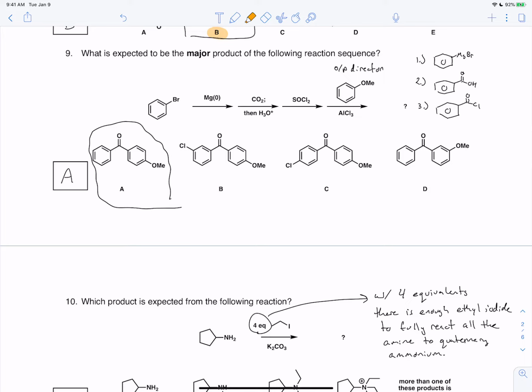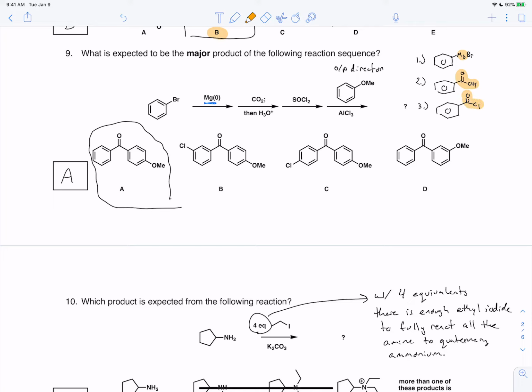Number 9 is again a series of reactions. There are no tricks here, though we do throw in a little bit at the end from topic 2. In the first step, we use magnesium 0 to make a Grignard. This Grignard is able to react with carbon dioxide, followed by workup to give a carboxylic acid, and then thionyl chloride will turn the carboxylic acid into an acid chloride.